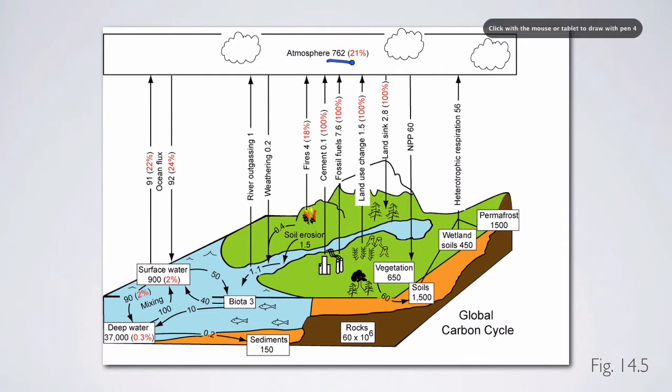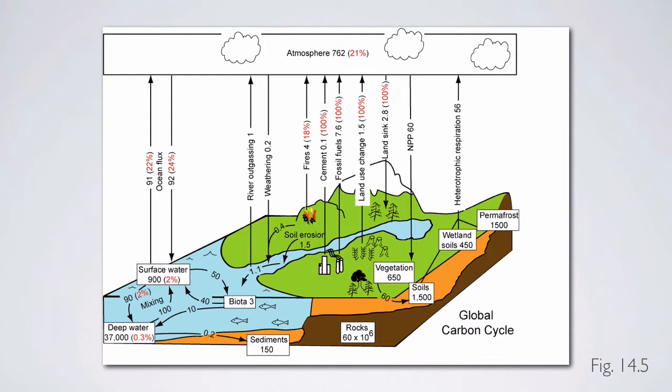The atmosphere is 762 petagrams. So there's a similar amount of carbon in vegetation as in the atmosphere, and twice as much carbon in soils as there is in the atmosphere. Now, wetland soils is not quite as much, but there's a significant amount of carbon stored in peat and these highly organic sediments that we find in wetland soils.